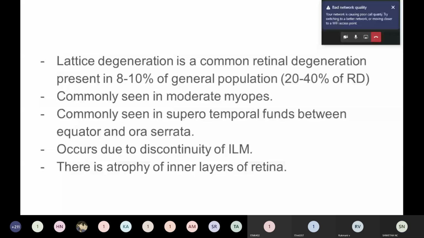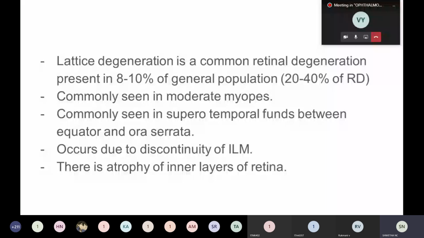It is usually seen at the equator and the ora serrata, in the superior temporal region. Mainly it occurs due to discontinuity in the retinal layers. There are 10 layers, and the internal limiting membrane is one of the layers. So there is a discontinuity, the patient may develop lattice degeneration, and later in the future may develop retinal detachment.